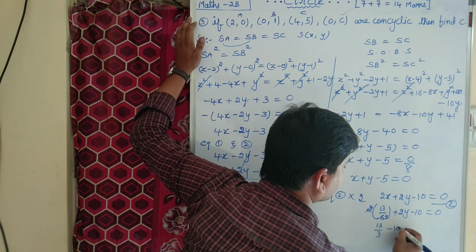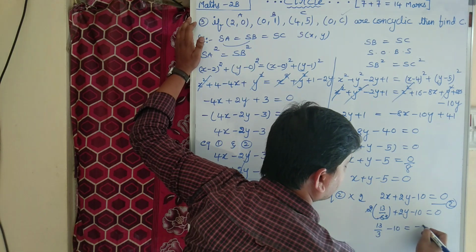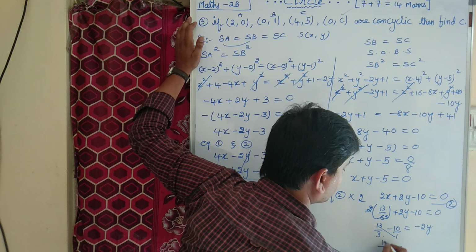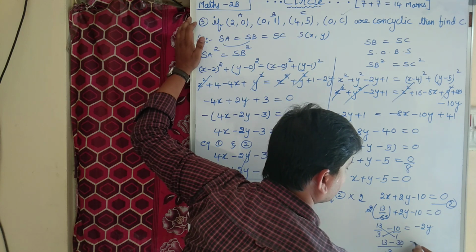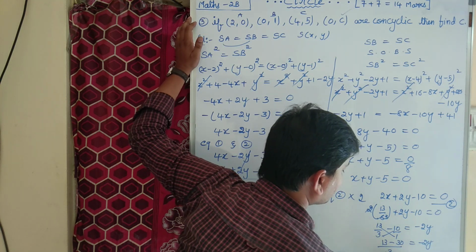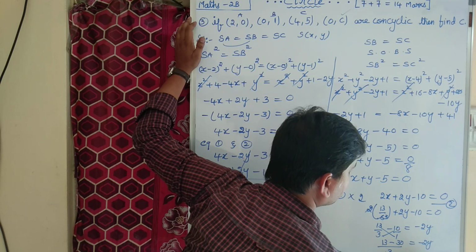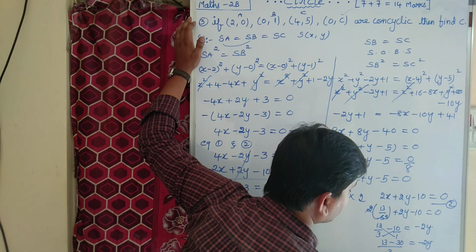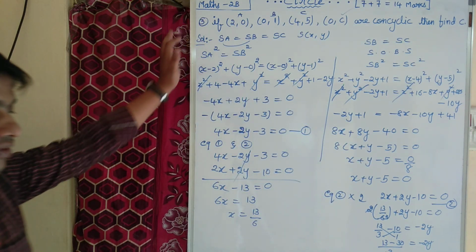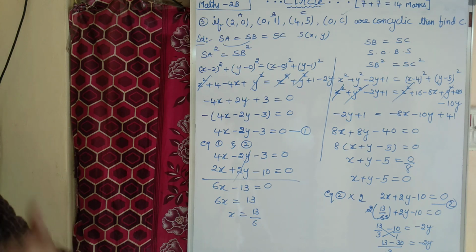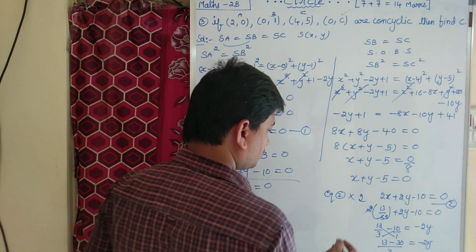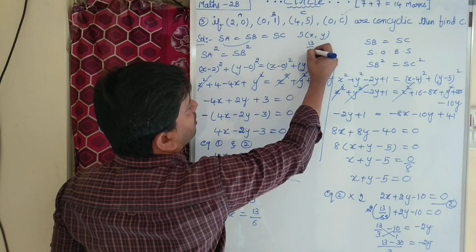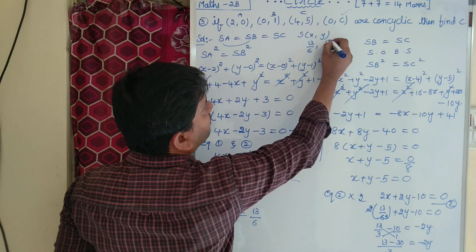So 13 by 3 minus 10 equal to, plus 2y, you transpose, minus 2y. 10 means 10 by 1, LCM 3, so 13 minus 30 equal to minus 2y. 13 minus 30 is minus 17 by 3 equal to minus 2y. Minus minus cancel. 2 you transpose, it will multiply. So what is the value of y? The value of y is 17 by 6. So children, our center S: we got x value 13 by 6 and y value 17 by 6.